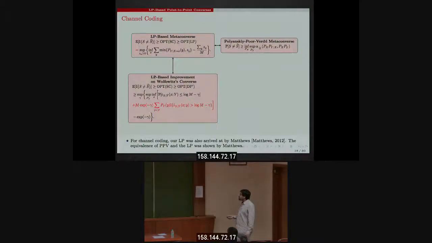For channel coding, it can be shown that the LP is in fact exactly equal to the Polyanskiy-Verdú meta converse. So this is just an alternative form of it. Later we realized that this is in fact the same, and this came because we learned of this paper of Matthews, where he arrived at exactly our LP but through a different argument. And for channel coding he was in fact able to show that these are the same.